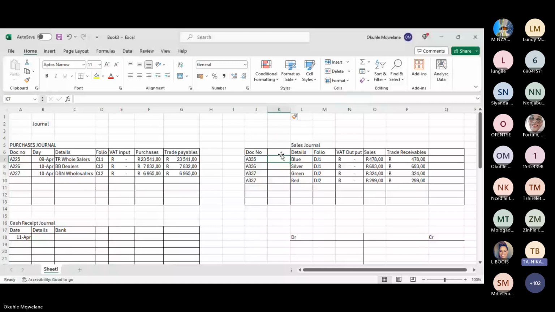we have here Red. It's going to go under details by the sales journal. It is 362 rand. And then Silver as well, also on the sales journal, is 178 rand.